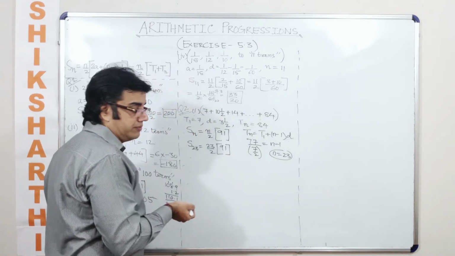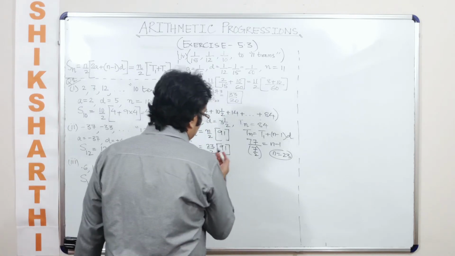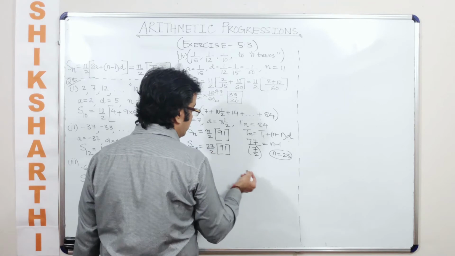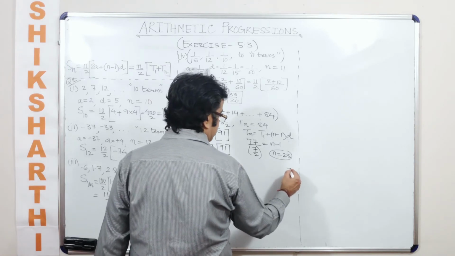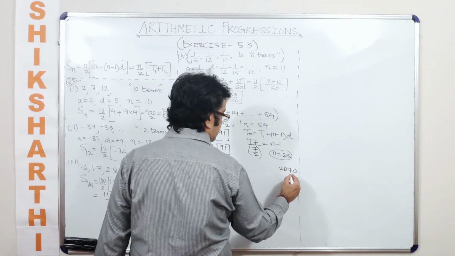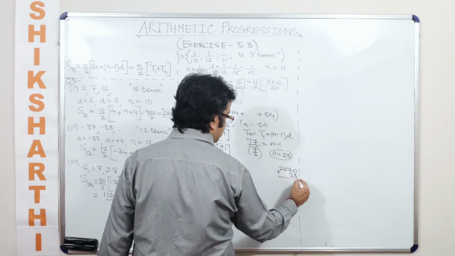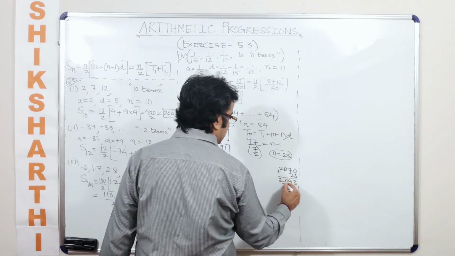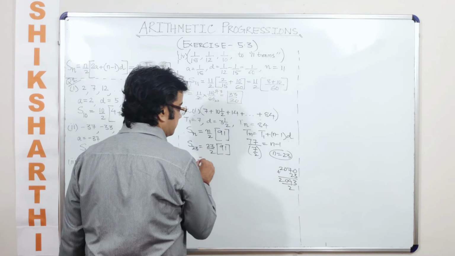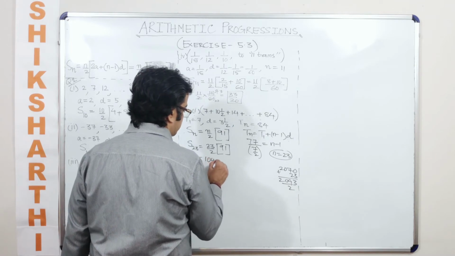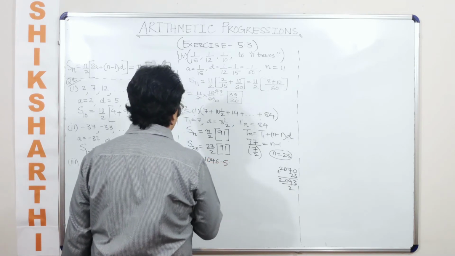You want me to calculate it for you? Even that can be done. So now how much is 23 into 90? And then you add another 23 to it. So this comes out to be, and then you have to divide it by 2. So this should be the answer.